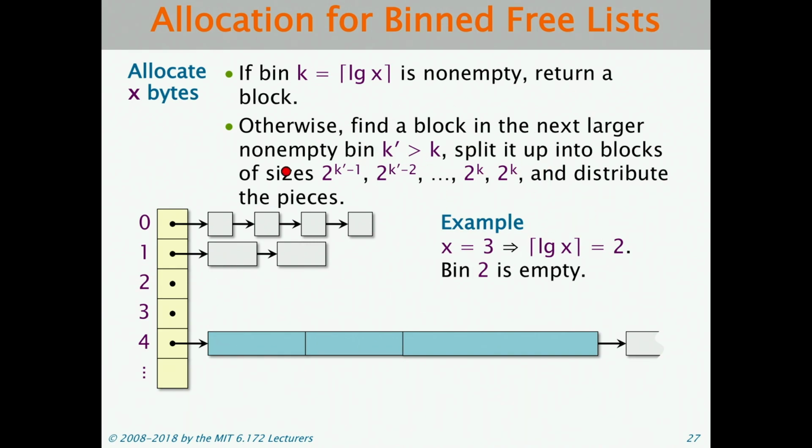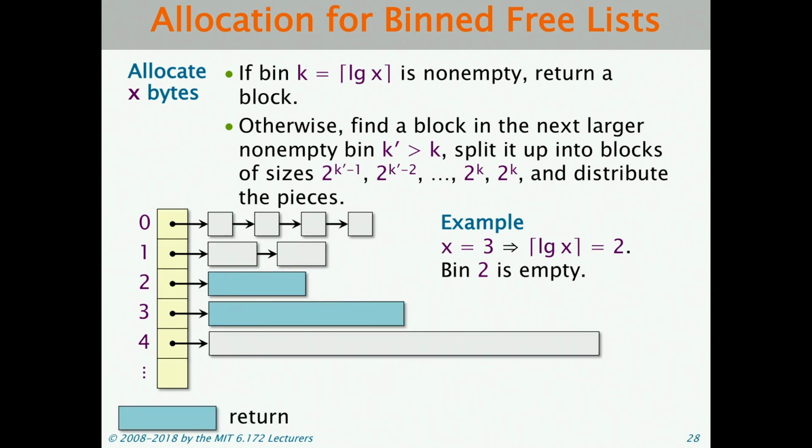So in particular, I'm going to find a non-empty bin k prime greater than k and split up a block into sizes of 2 to the k prime minus 1, 2 to the k prime minus 2, all the way down to 2 to the k. So I'm going to split it into sizes of all the powers of 2 less than 2 to the k prime and greater than or equal to 2 to the k. And I'm going to actually have 2 blocks of size 2 to the k, and one of those will be returned to the program. So here I'm going to split up this block.